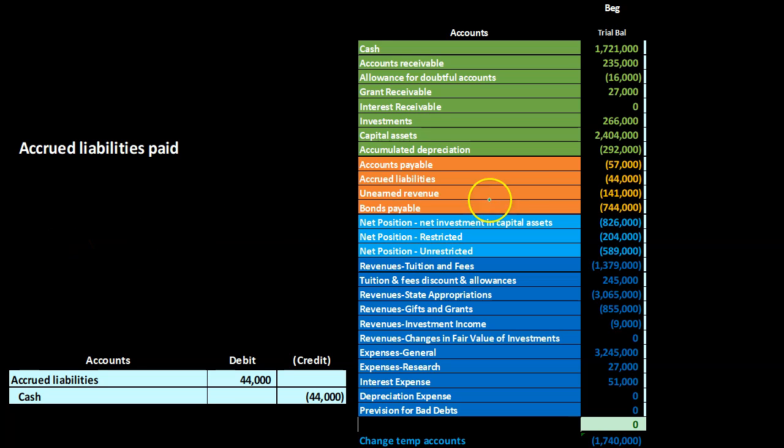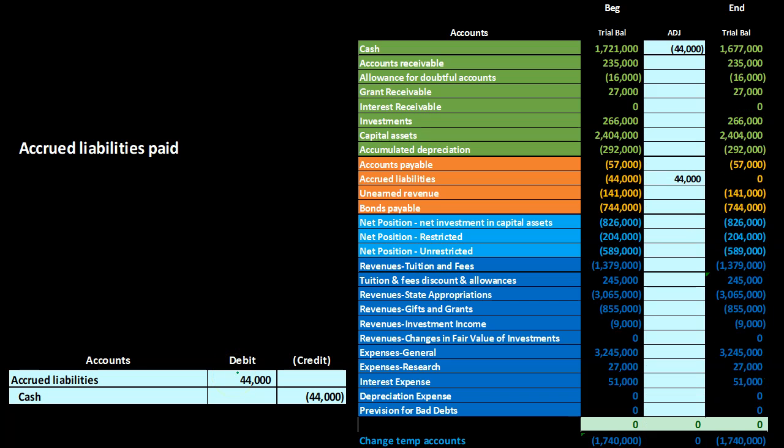Then we have the accrued liabilities paid. Accrued liabilities, if we look at our trial balance, is on the books at 44,000. It's a liability account, so if we paid it, it's going to go down. We're going to pay it off with cash, so cash is going down. Cash is a debit balance, so we make it go down by doing the opposite thing to it, crediting it. The liability is a credit balance, so we make it go down by doing the opposite thing to it, debiting it.